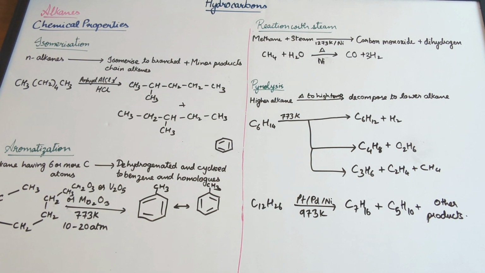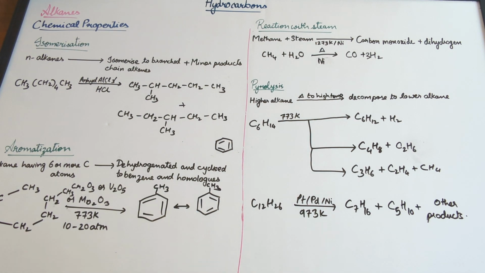So in this video we started with isomerization, where N alkanes undergo isomerization to give us branched chain alkanes and few other minor products. Aromatization reaction is basically taking in an alkane which is having 6 or more than 6 carbon atoms, and in the presence of oxides of chromium or vanadium or molybdenum, it undergoes a chemical reaction at 773 Kelvin and 10 to 20 atmosphere pressure for us to get benzene and its homologues. Based on the reaction, here we took heptane, we got toluene. If we took hexane, we just got a benzene ring.